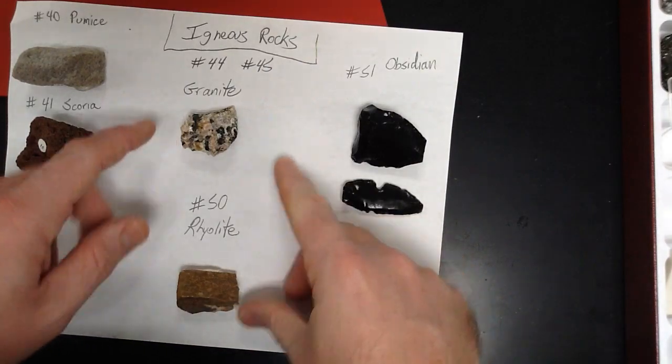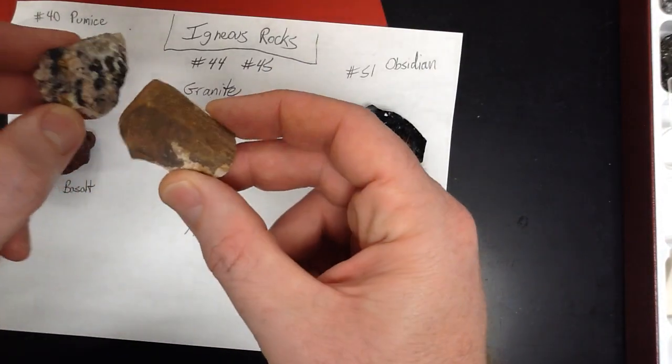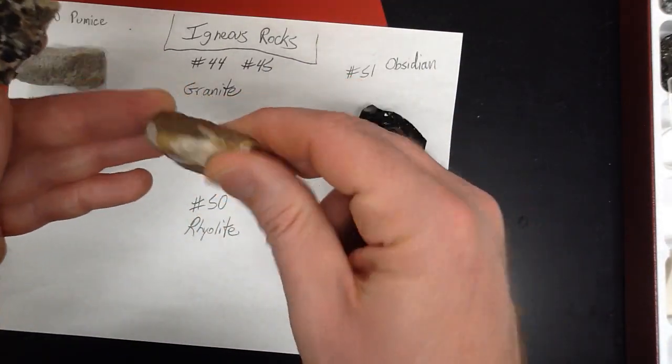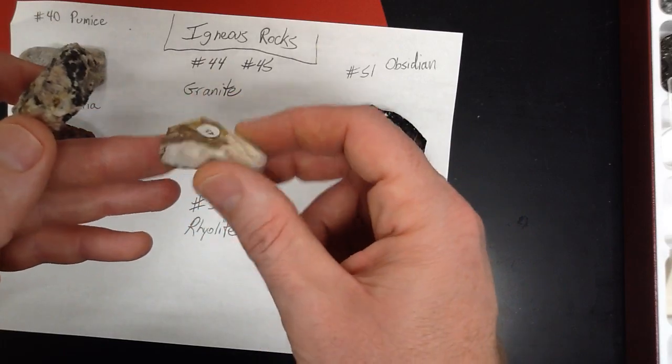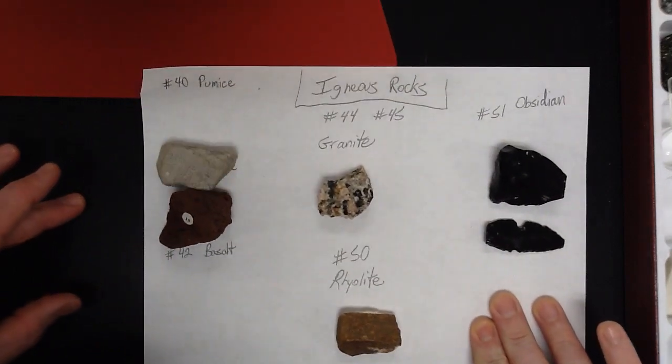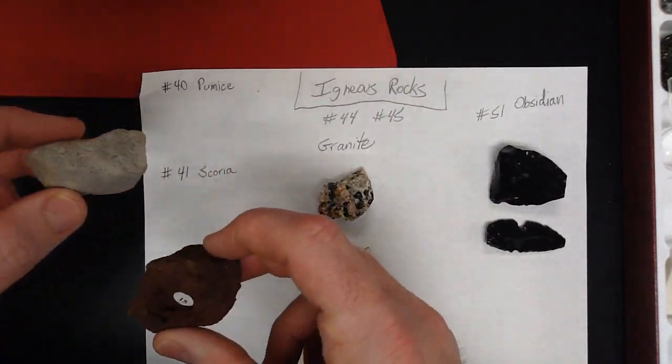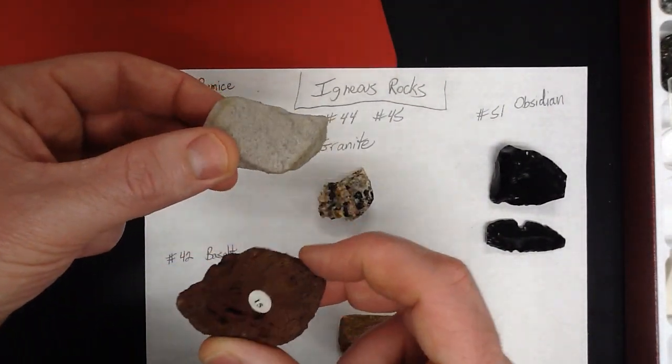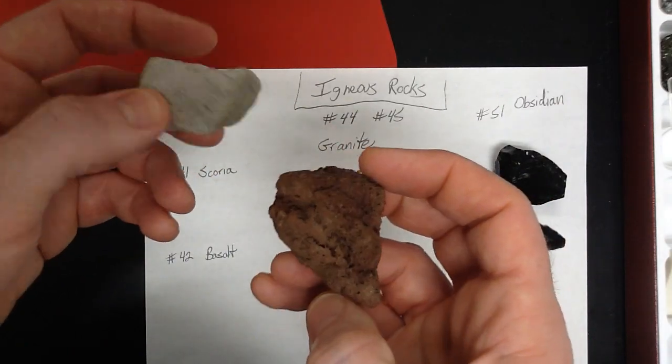Here's just another two examples of granite and rhyolite. This is a little bit darker piece of rhyolite. On the other side, it's actually a little bit lighter. But large grain versus small grain. And then over here, we have our two vesicular rocks. This one is pumice, and this one is scoria.